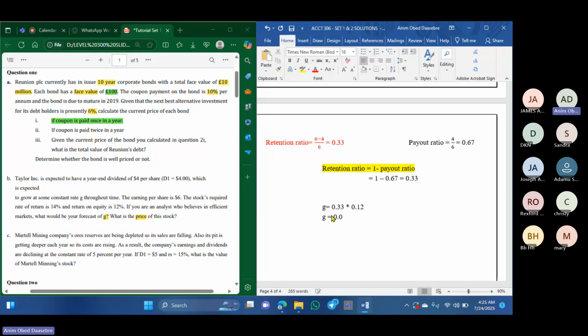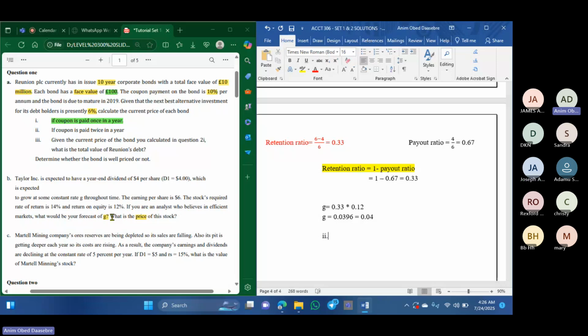0.0396. Then you round it towards 0.4. Okay. Hello, I think it would rather be 0.04. Oh, okay. Thank you.